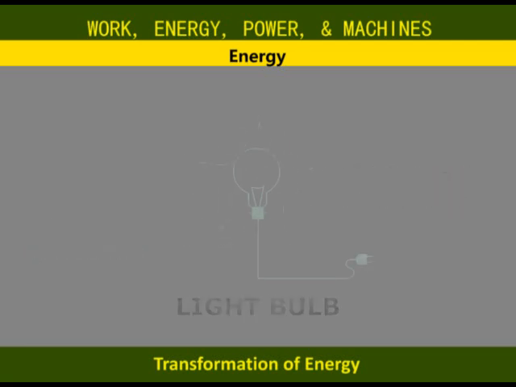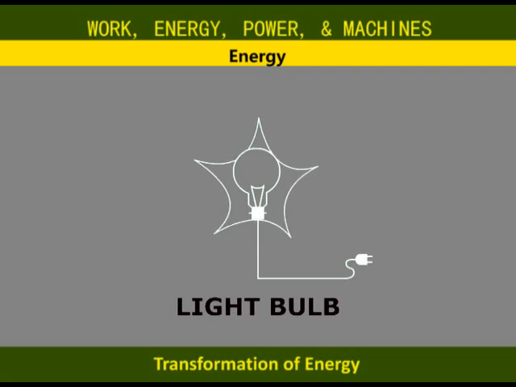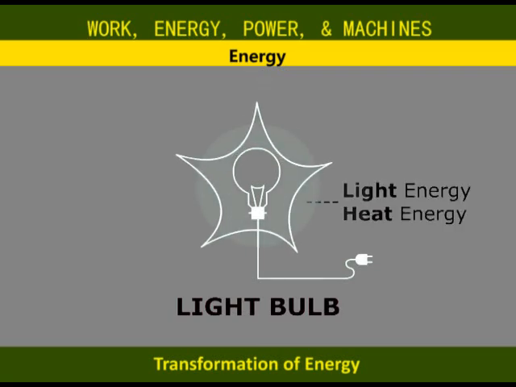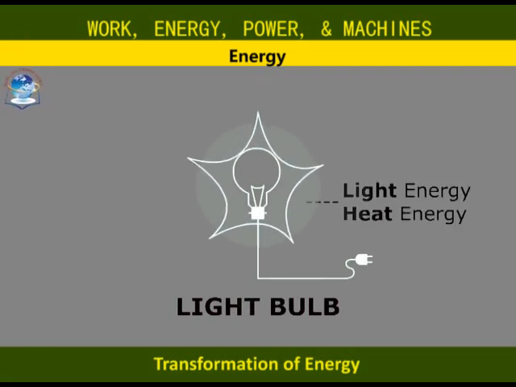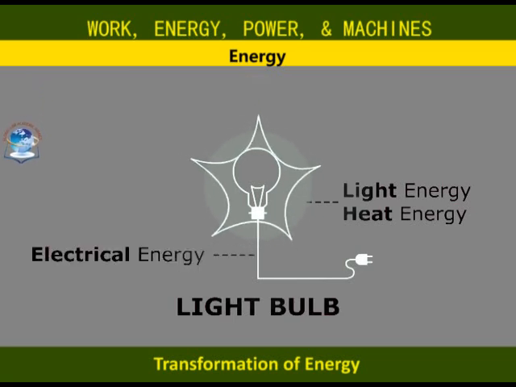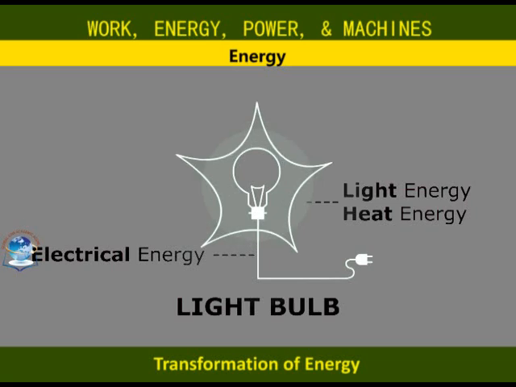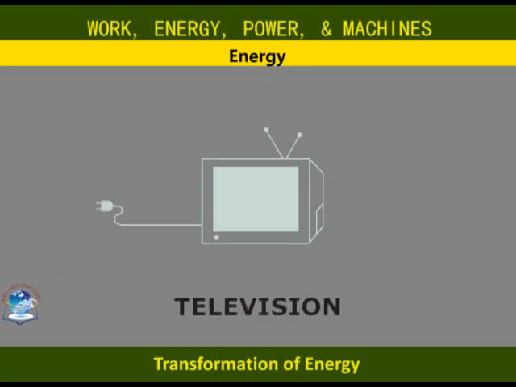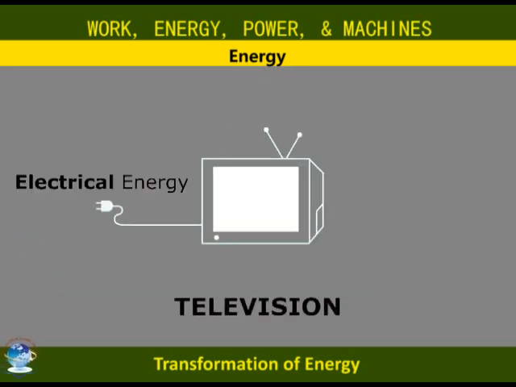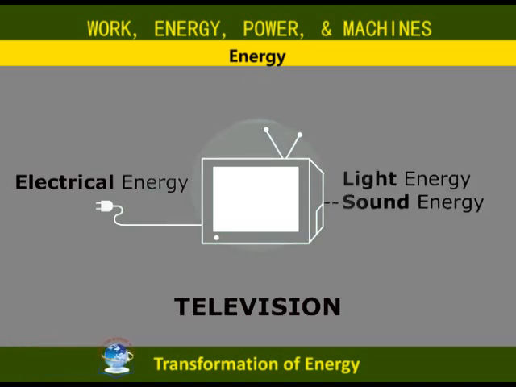How about the light bulb? Here again, light and heat energy are being transferred to the surroundings, but this time it's electrical energy that is going into the light bulb. For a TV, electrical energy goes in. We get light and sound energy as well as some wasted heat energy.